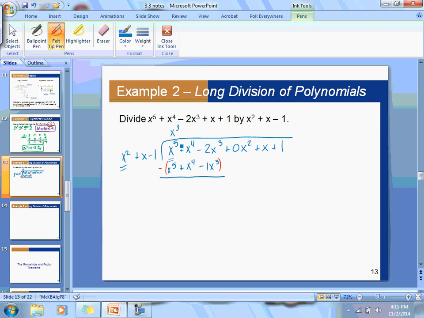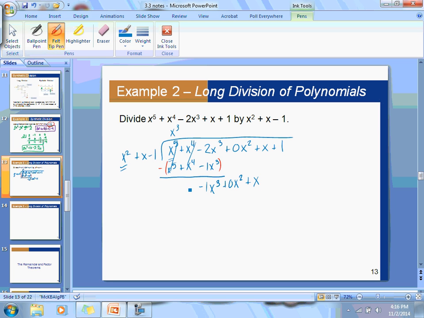Okay? So the x to the 5ths cancel. x to the 4th minus x to the 4th. Oh, sweet. Those cancel too. Nice. And then I've got a negative 2x to the 3rd plus x to the third because it's minus a negative. So that's going to be negative 2 plus 1, which is negative 1x to the third. Then I'm going to bring down my 0x squared, and I'm going to bring down my x. I have to have 3 terms here.